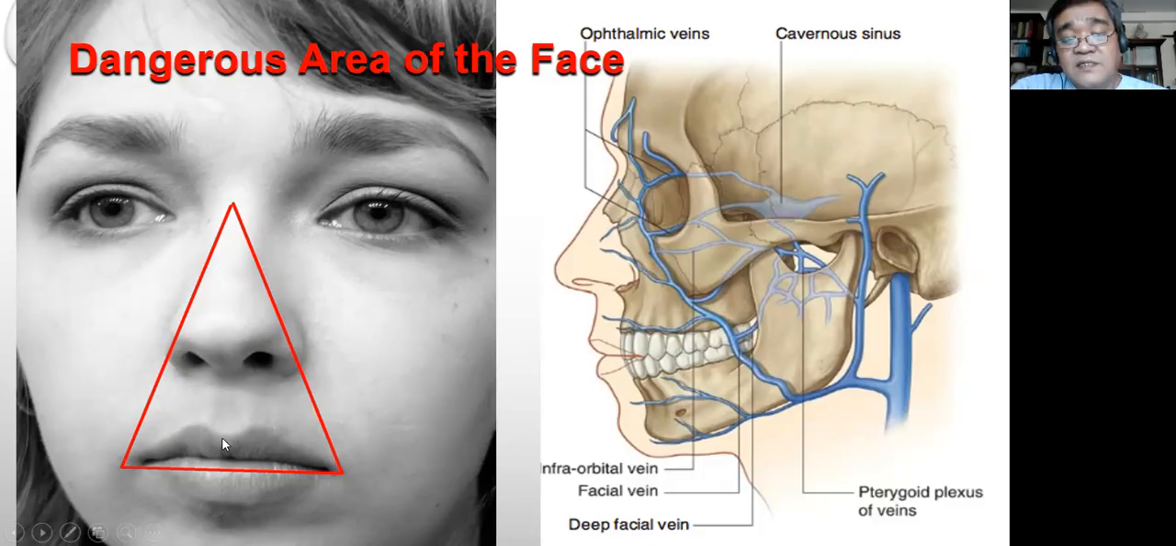Now, why is this termed the dangerous area? I think it has something to do with its peculiar venous drainage, because the venous drainage of this area has communication with the cavernous sinus. Now, the cavernous sinus is a venous dilatation within the cranial cavity, specifically at the base of the brain.